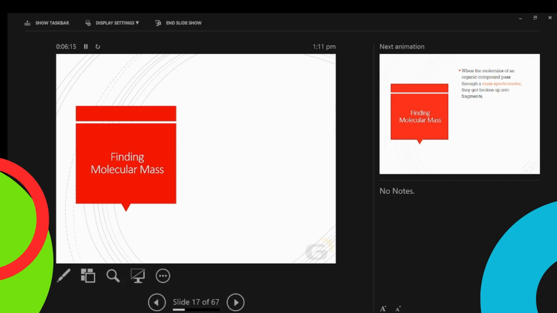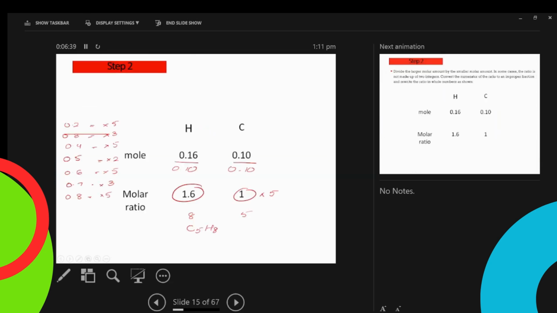Number 1, you have to find the moles. Number 2, divide with the smallest number of moles. Step number 3 is you need to find the whole number, and for this whole number you can use a simple technique. If it's 0.2, 0.3, 0.4, there are simple ways to simplify it. If it's 0.1, you can simply round it off. If it's 0.9, you can simply round it off. There is no need to go into the details.